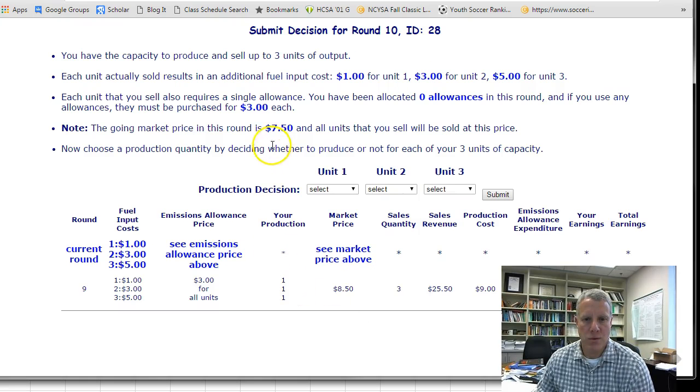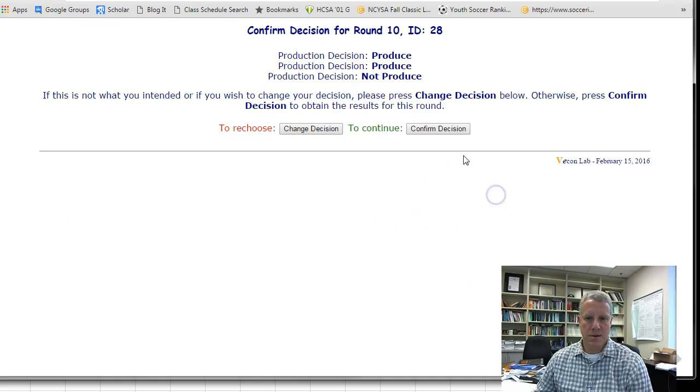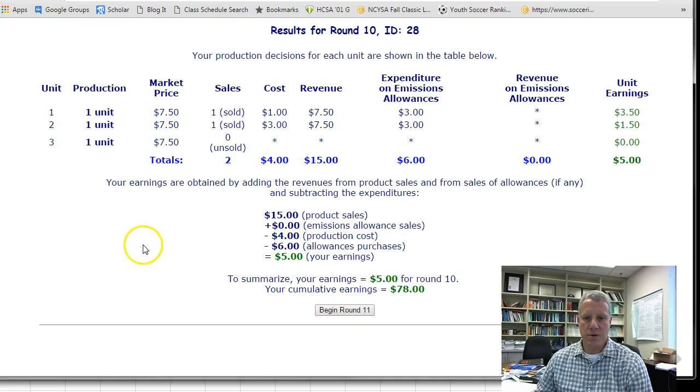So let's begin round 1. So now the going market price in this round is $7.50, and so $7.50 is less than $5 plus $3, and so I'm only going to produce the first 2 units. Submit and confirm decision, and I made $5 that round.